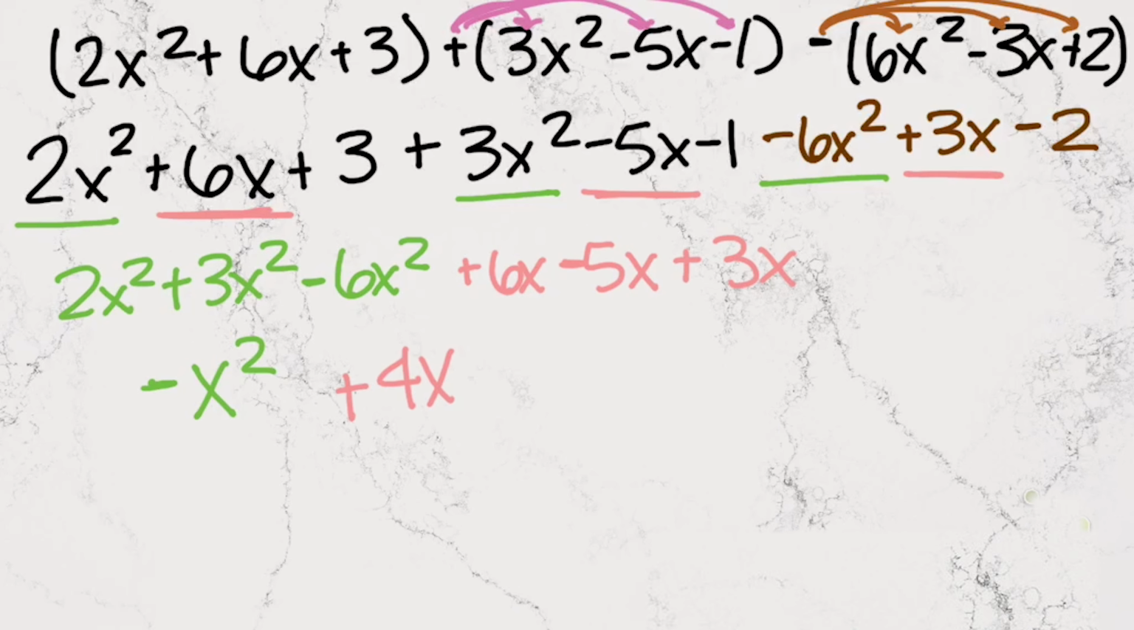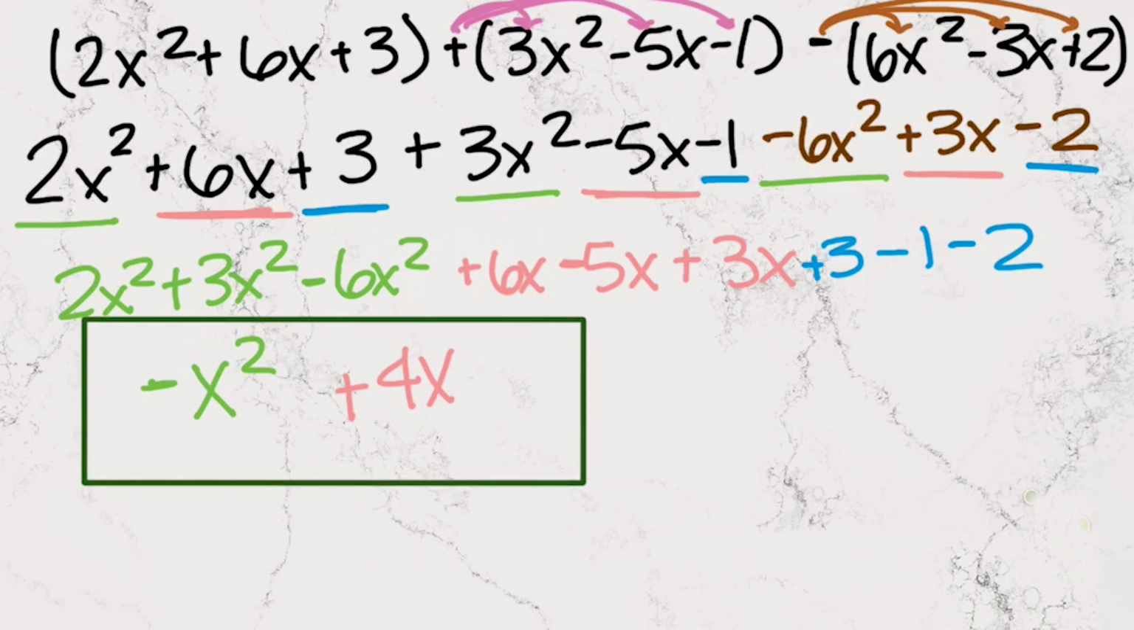And finally, let's round up all those constants. Well, we got a 3, negative 1, and a negative 2. So I have 3 minus 1 minus 2. Well, 3 minus 1 is 2. Then 2 minus 2 is 0. So I don't have a constant. So my final answer is going to be negative x squared plus 4x.